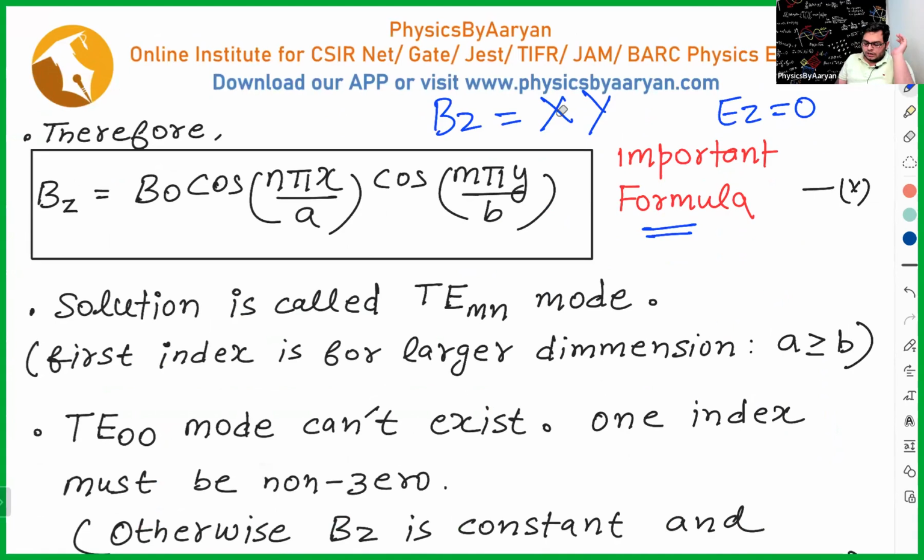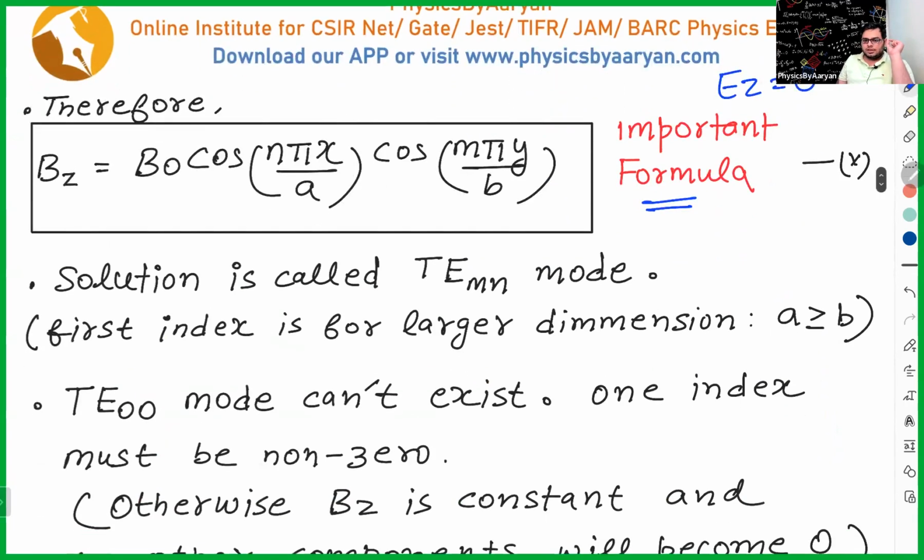Now this kind of solution is known as the TEmn mode. For example, you might have seen TE11 mode, TE12 mode. What do this 11, 12 mean? The first number means m and the second means n. What is the value of m and what is the value of n? They will be integers. Whenever we write our modes, a is our larger dimension and b is our smaller dimension.